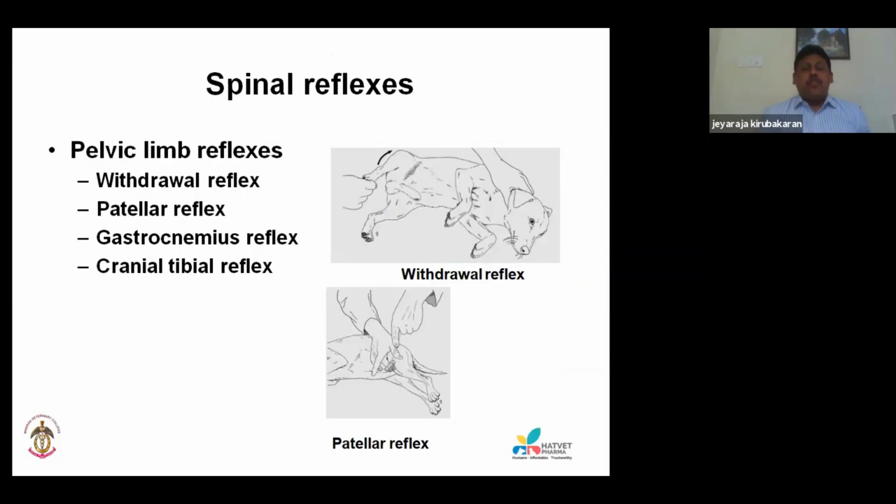And of course, you can do the withdrawal. Withdrawal I demonstrate for the hind limbs. Withdrawal is nothing but pinching the toe, and then the animal withdraws the limbs. And that tests that particular segment of the spinal cord involved, C6 to T2 for thoracic limbs. Coming to the pelvic limbs, again you have withdrawal, patellar, gastrocnemius, and cranial tibial.